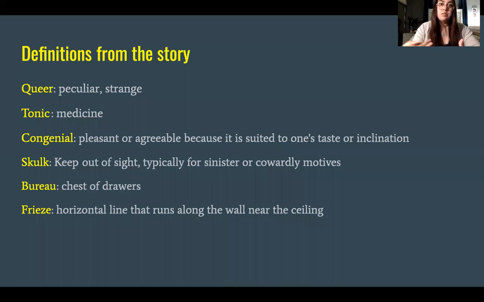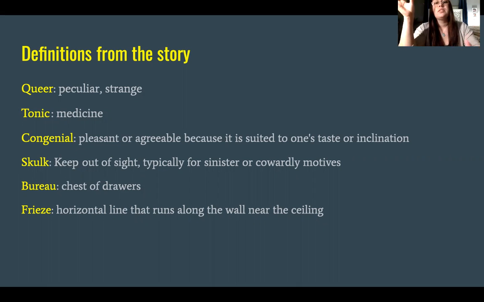I know the language is a little bit different to what we're used to now. Queer back then was used for something that was a little bit weird, strange, or foreign to the person. Tonic is just what you would call medicine. Congenial is kind of like a bias for you. It's easy, it's your go-to because it's something that you like, you enjoy.